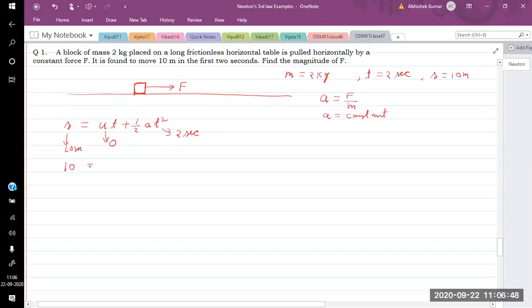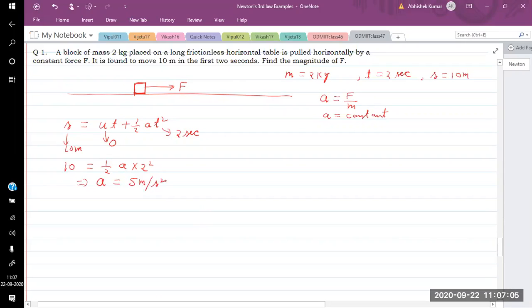So 10 meter is equal to half into A into 2 square. So A is going to be 5 meter per second square. So we have got acceleration of object 5 meter per second square.